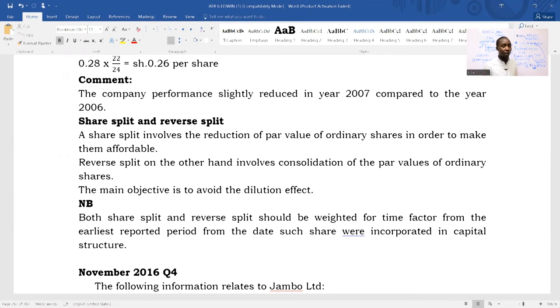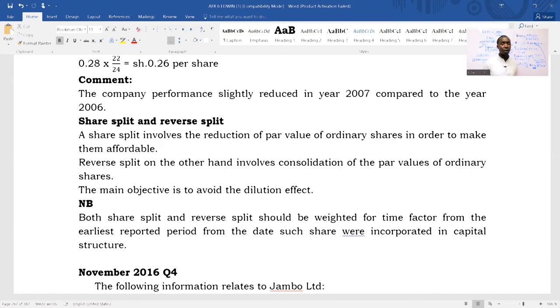Remember that for the share split, you are making the shares affordable so that you attract more investors. But when you are doing the reverse split, you are making the shares more expensive, so you are trying to protect the shares from becoming valueless. That is what they mean by dilution, to avoid the dilution effect. Both the share split and reverse split should be weighted for time factor from the earliest reported period, from the date such shares were incorporated in the capital structure.